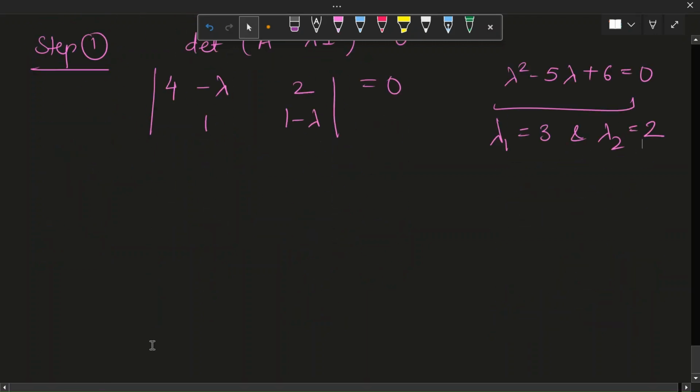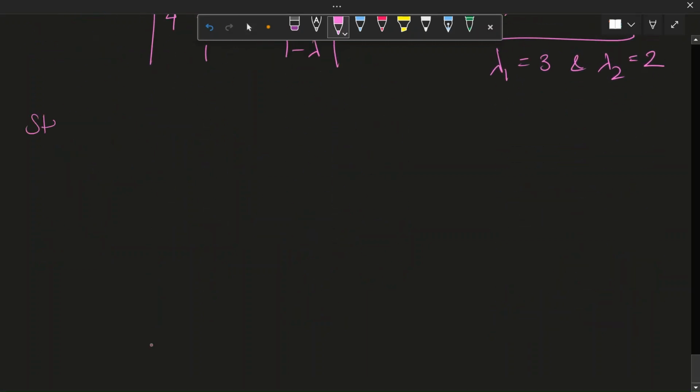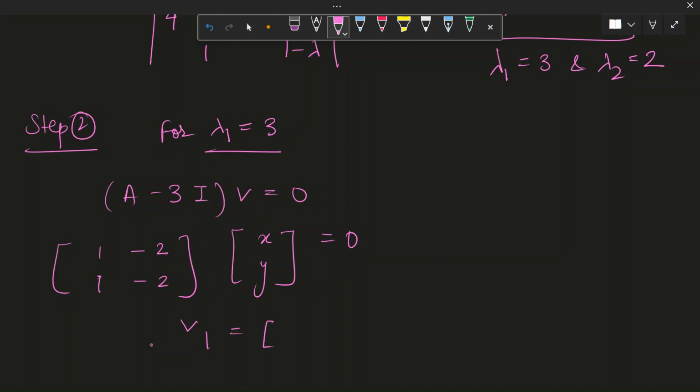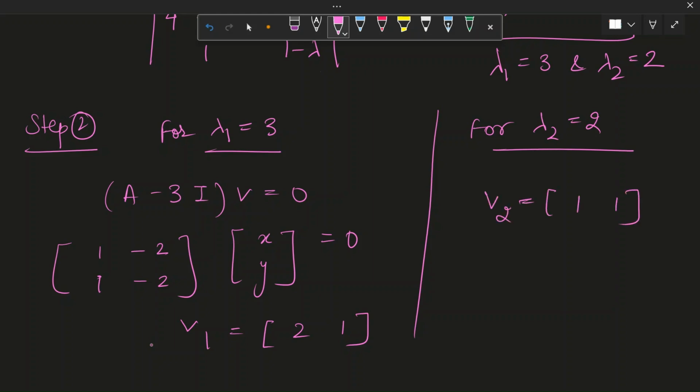The next step is to find the eigenvector for our first lambda, that is 3. For this, we will put it into the equation. This is what we will get on solving. You can refer to the eigenvector video and you will get to know how I am doing this. The output will be V1 as 2, 1. Similarly, when you solve for the second eigenvalue, that is 2, you will get V2 as 1, 1. The same methodology is used to get the output.